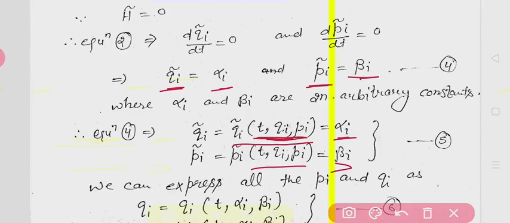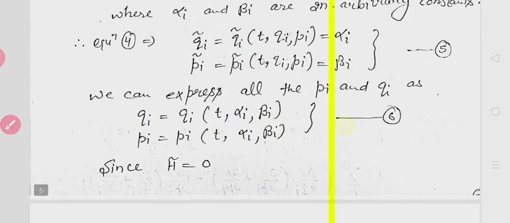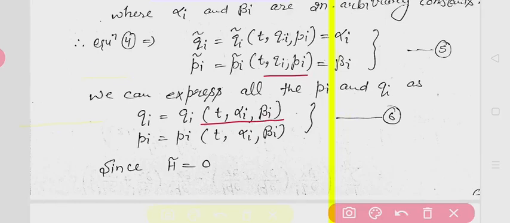So from here, the function of t, qi, pi is equal to alpha i. If you want to find the value of qi, we use both equations: the function of t, qi, pi equal to alpha i, and the function of t, qi, pi equal to beta i. If you solve both the equations, you will get the value of qi in the form of alpha i, t and beta i. Similarly, from here you can find pi as a function of t, alpha i and beta i. So from here you can check that qi will be a function of t, alpha i, beta i and pi will be a function of t, alpha i, beta i.